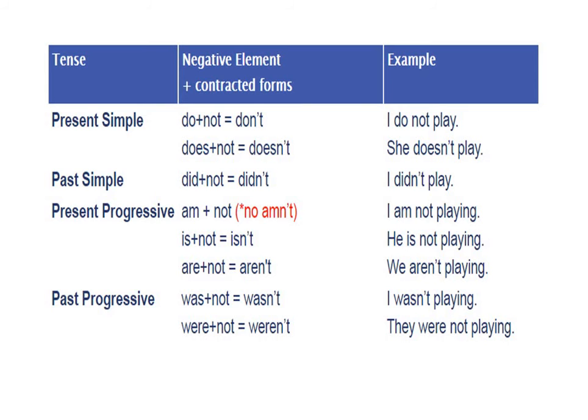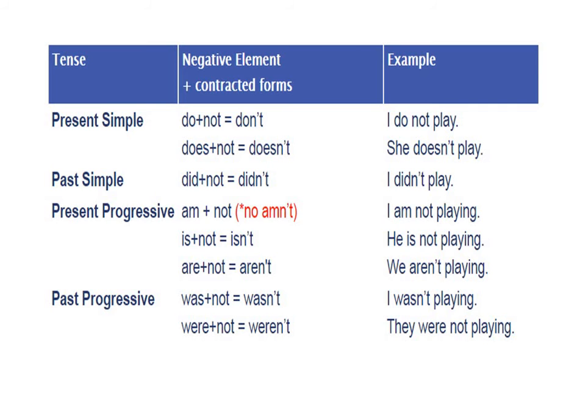Present progressive or present continuous, am not, is not. So we make isn't by combination of is and not, but we cannot make amn't by the combination of am and not. There is no contracted form of am plus not. So I am not playing, he is not playing, or we can say he isn't playing. Are not playing, or we can say aren't playing.